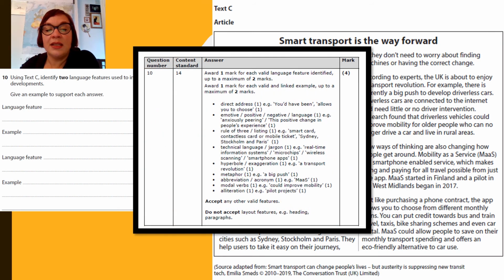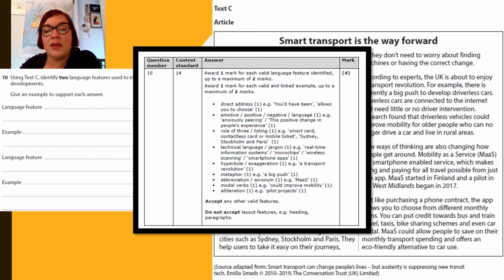And there you go. So you can use all of these, 1, 2, 3, 4, 5, 6, 7, 8, 9 examples. Any of these, and it can also be something else, but they do not accept layout features. So remember, layout features are the presentational features. So if you put them down in your answer, no marks. Because question 10 and 14 are specifically about the language features, question 7 about the presentational features.